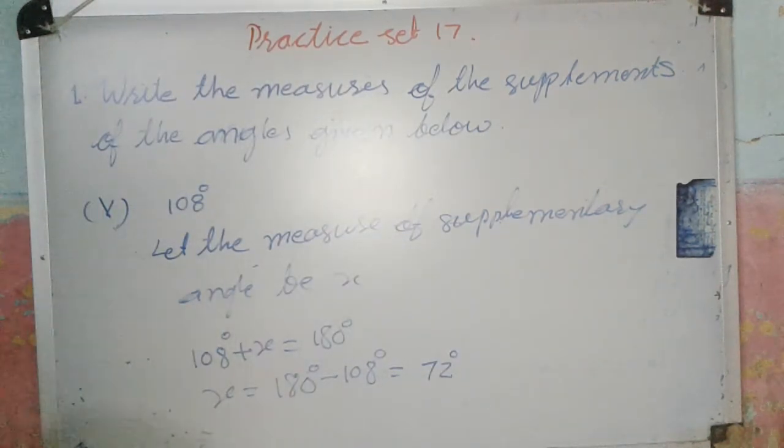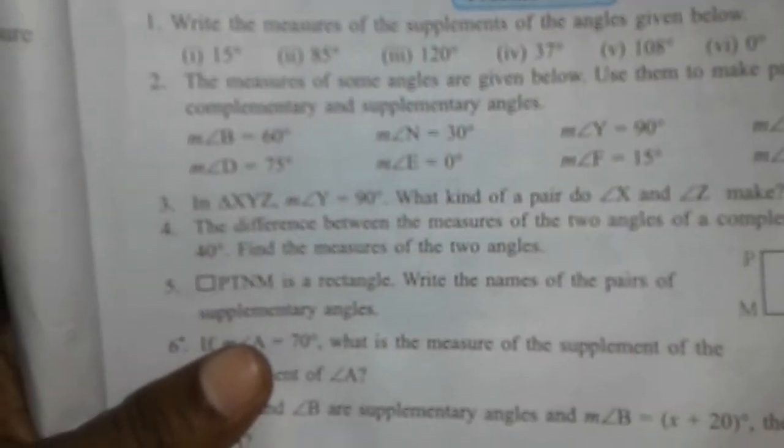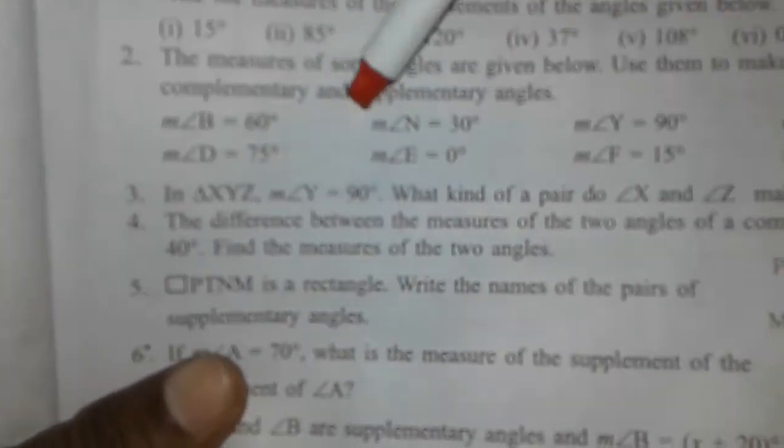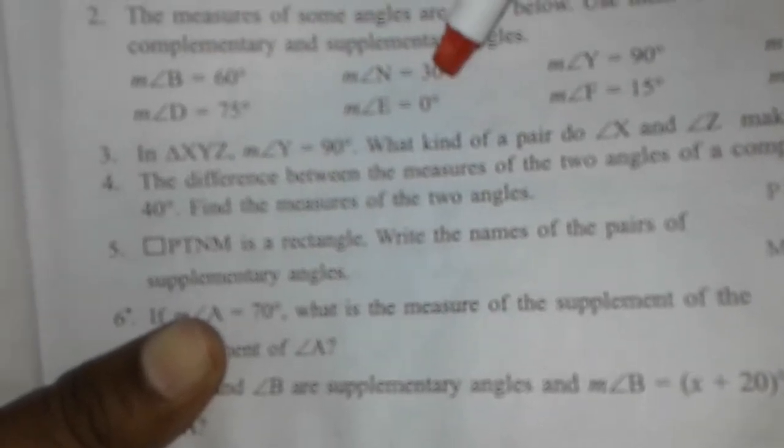Now see here, in question number 2, the measures of some angles are given below. Use them to make pairs of complementary and supplementary angles. So you have to choose the pair such that, to choose the pair of complementary, the sum should be 90 degrees. For example, angle B plus angle N, that means 60 plus 30 is equal to 90 degrees. Okay, this is a pair of complementary angles. So you have to find such pairs whose sum is 90 degrees.